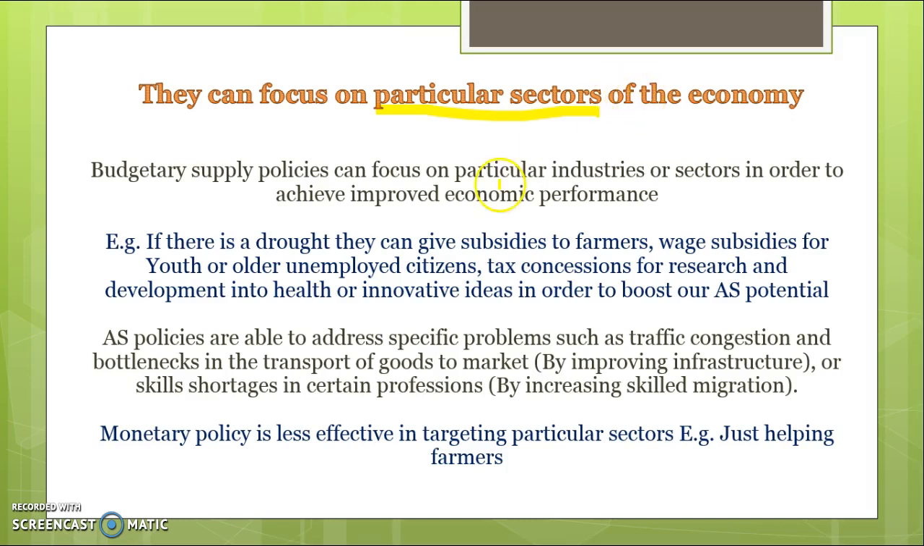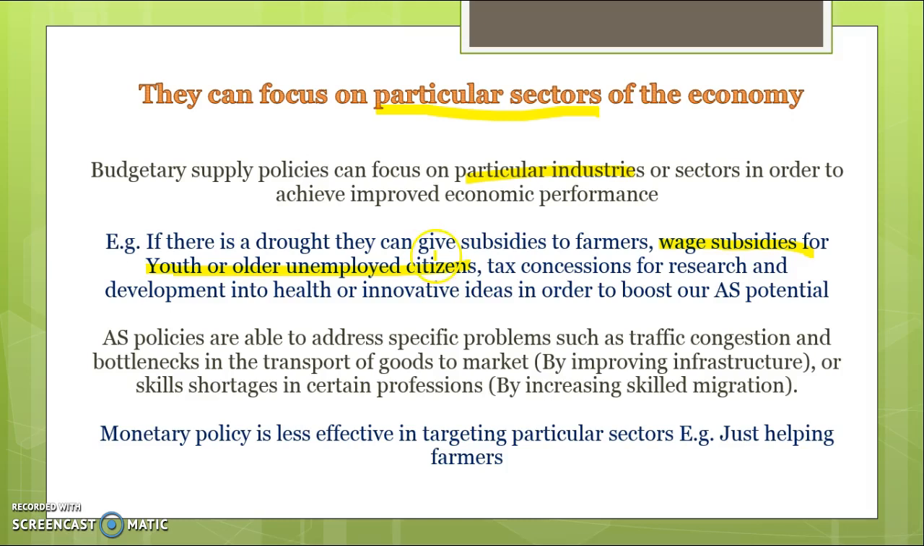Supply side policies can focus on particular industries. They can try and target poor performance in particular industries, which should help to improve economic performance. So for example, if there's a drought that affects farmers predominantly and those in the agricultural sector, they can give wage subsidies. They can give subsidies for farmers or concessions to help them to get past that, to help them to lower their production costs so they can remain viable in the long term because it's an area where we have comparative advantage. Wage subsidies for youth or older unemployed citizens, so where there's a high level of unemployment amongst certain sectors of the economy or demographics within the economy, they can help to promote employment in those areas.